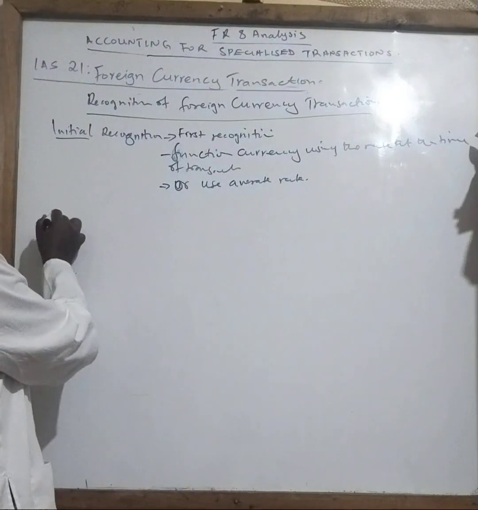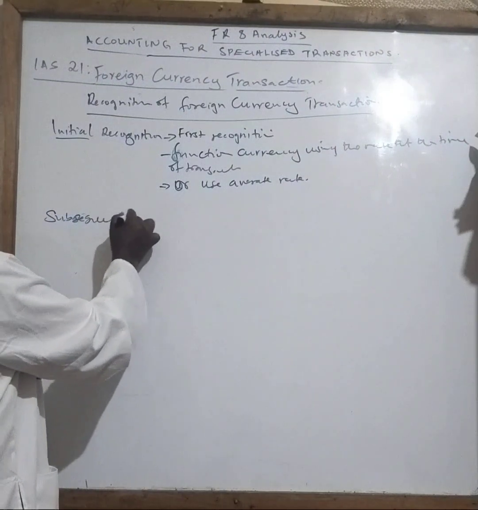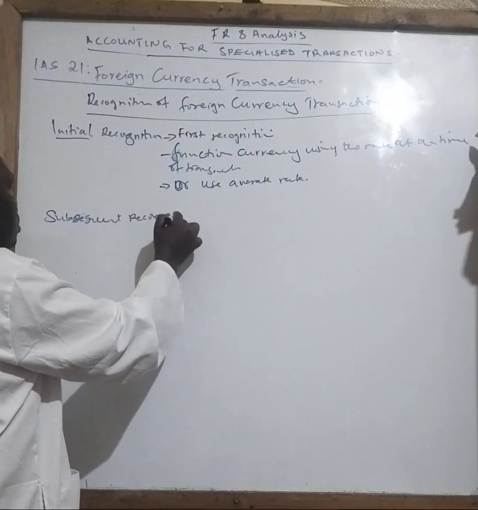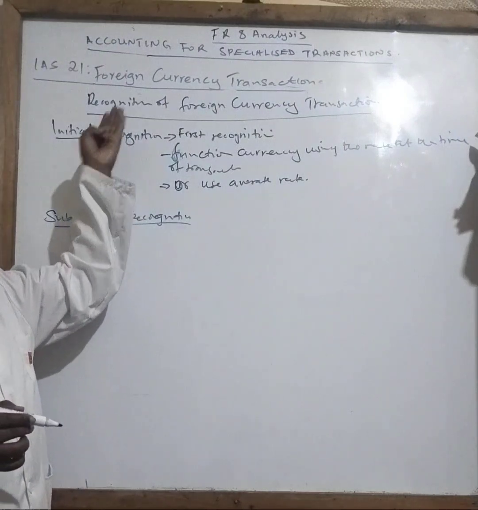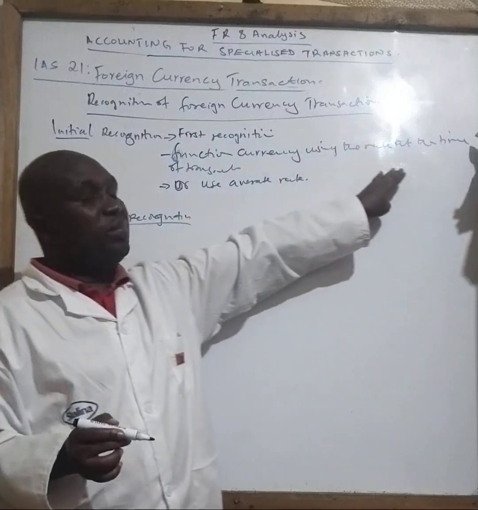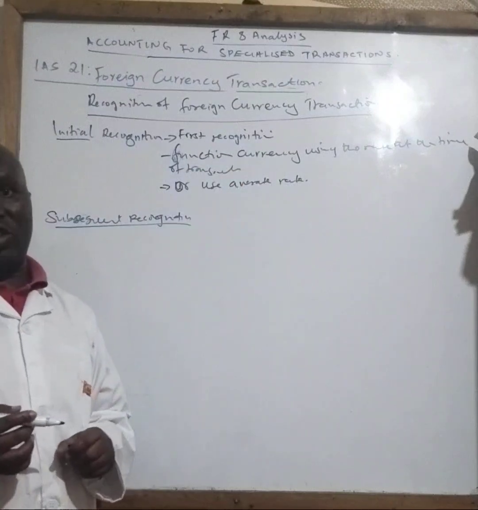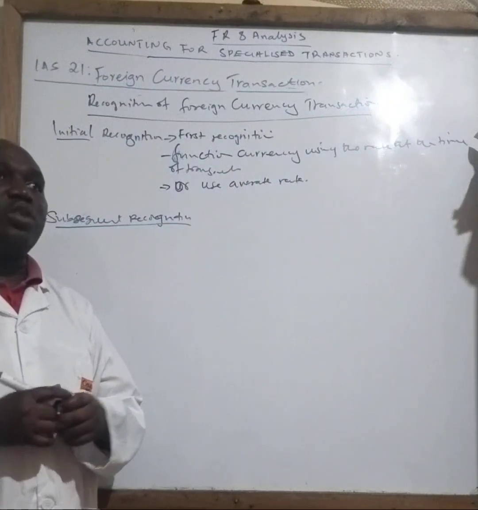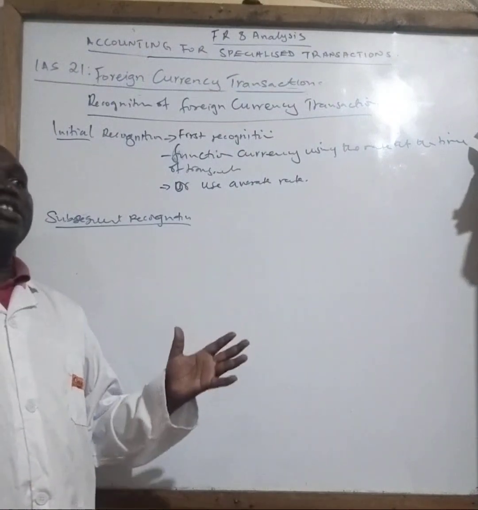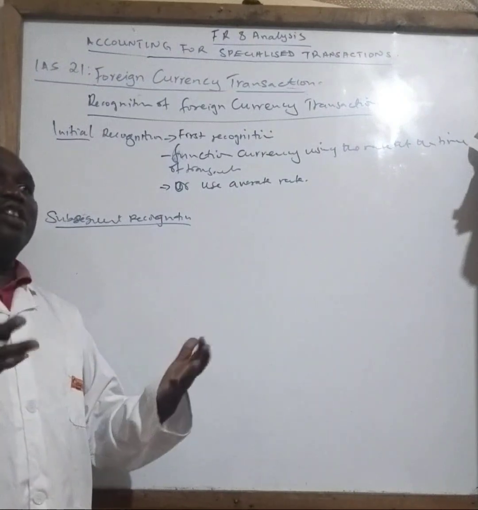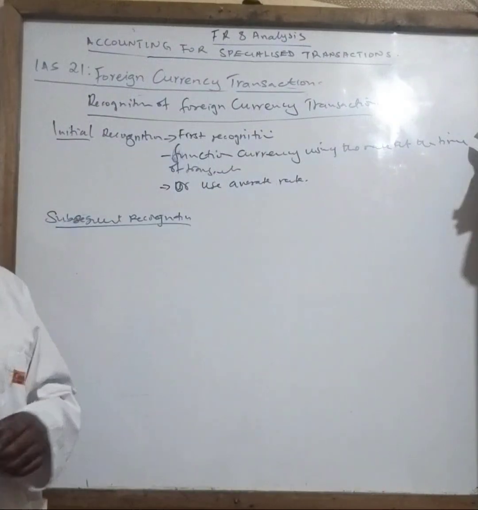Now, what about subsequent recognition? This is now very important. Immediately you have done your transaction, you recognize the functional currency using the exchange rate that prevails at that particular time. What about thereafter, meaning the following year, after you have done this transaction? Remember, not all the goods that you have bought would have been sold by the end of the year. So we shall be having some of the goods remaining. And not all the liabilities have been paid by the end of the year. Part of the liabilities would be remaining. So how do you recognize this after? It's what we call subsequent recognition.